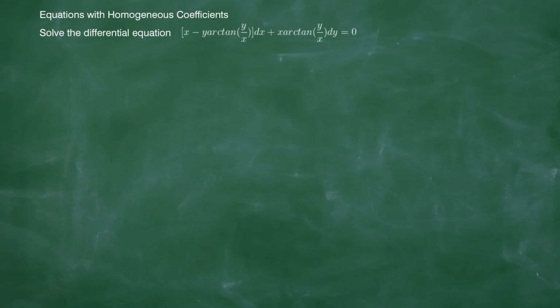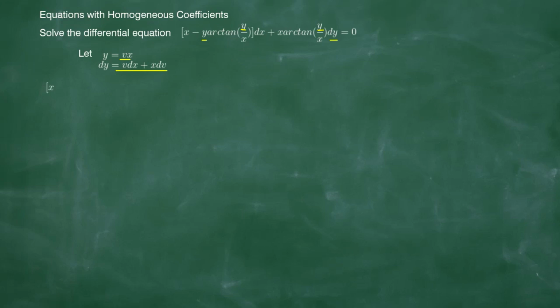Solve the differential equation (x − y arctangent(y/x)) dx + x arctangent(y/x) dy = 0. So we let y = vx, and dy = v dx + x dv. We substitute y = vx here and here and here, and dy equals this here.